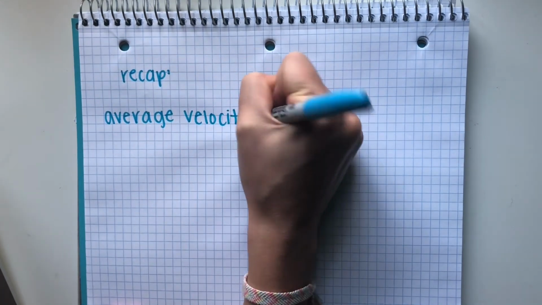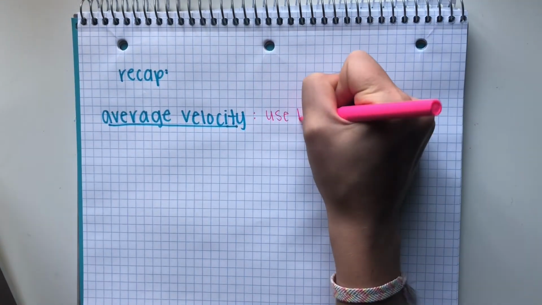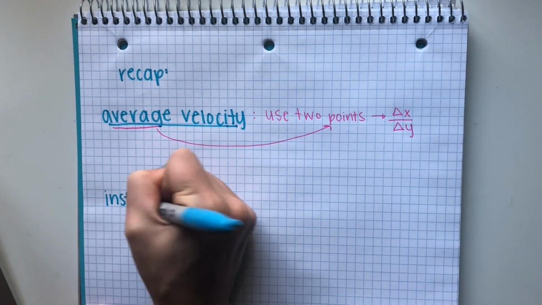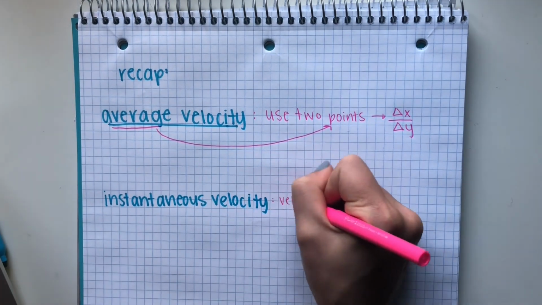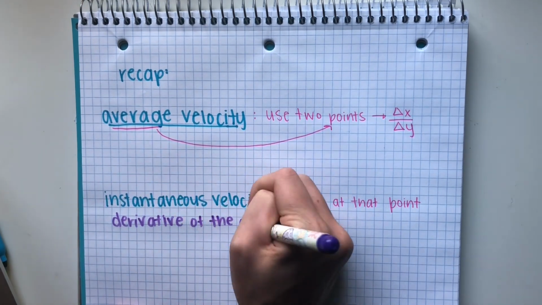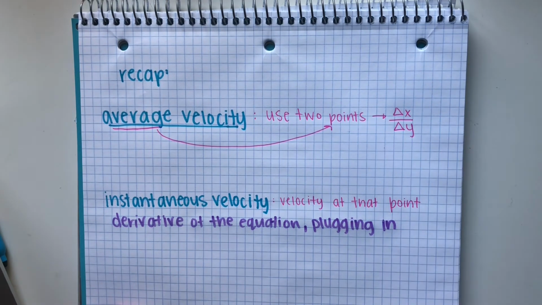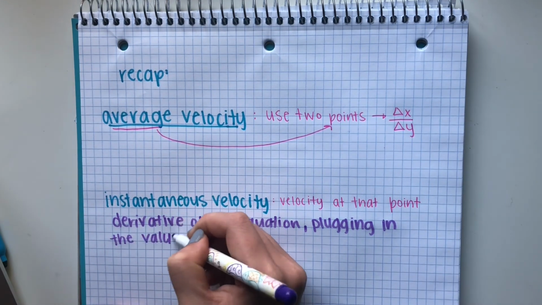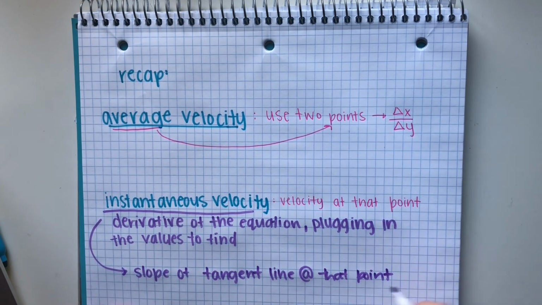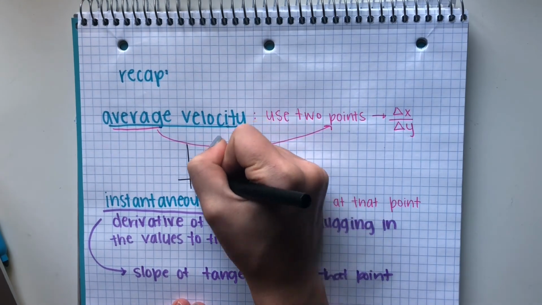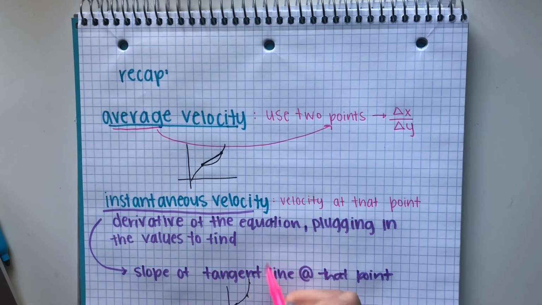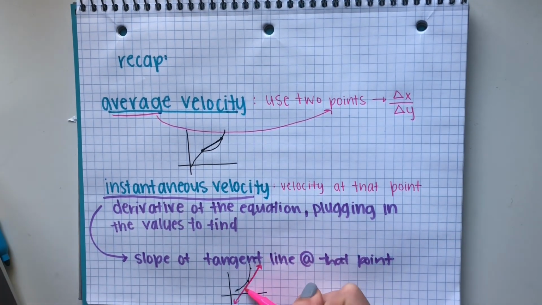So to recap, the average velocity is going to be using 2 points and doing change in x over change in t, or change in position over change in time. And instantaneous velocity is going to be the velocity at that specific point, and you're going to use the derivative of the equation, and you're going to plug in the values to find the instantaneous velocity. And the instantaneous velocity is going to be the slope of the tangent line at that specific point. Average velocity, again, will look like this on a graph between the 2 points, and the instantaneous velocity is going to be the tangent line.